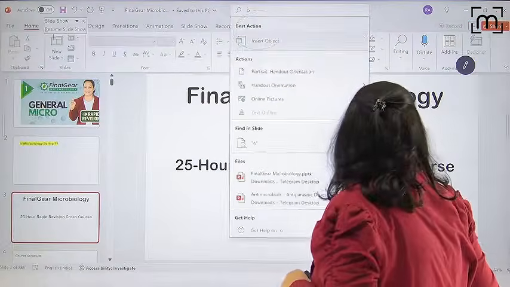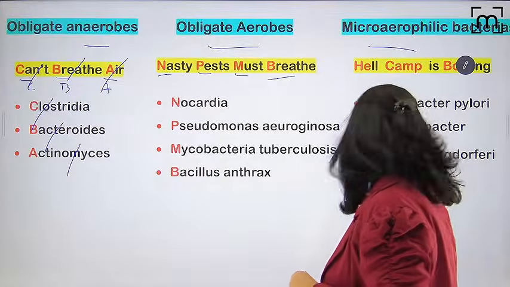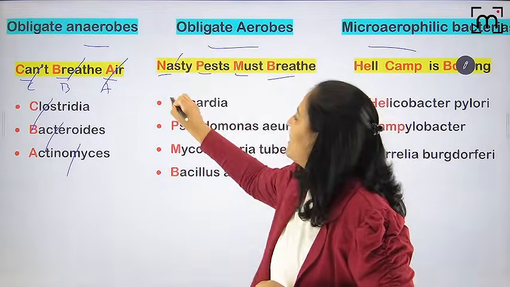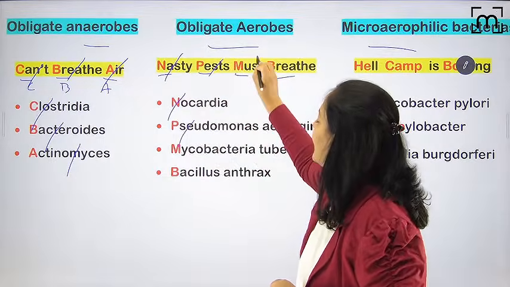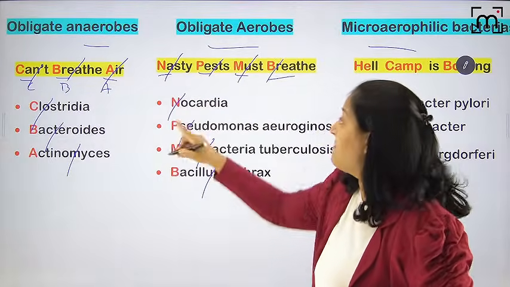Here, nasty pest must breathe. They are obligate aerobe. That's why the mnemonic is nasty pest must breathe. N stands for Nocardia, P for Pseudomonas, M for Mycobacterium, and B for Bacillus anthracis. So nasty pest must breathe.